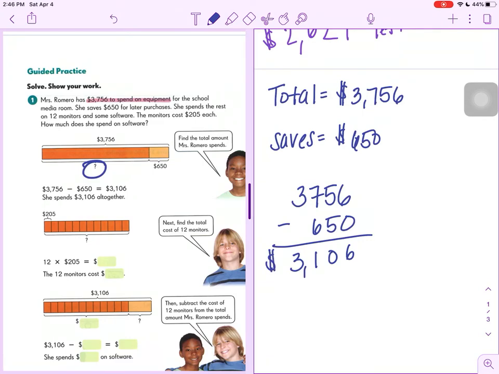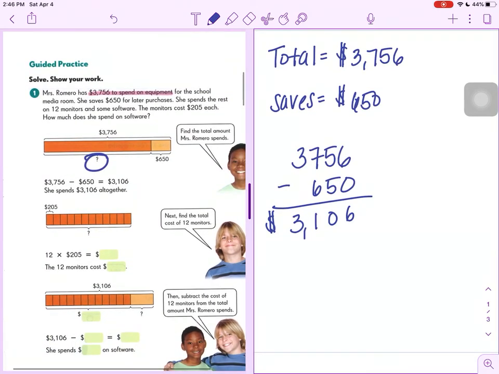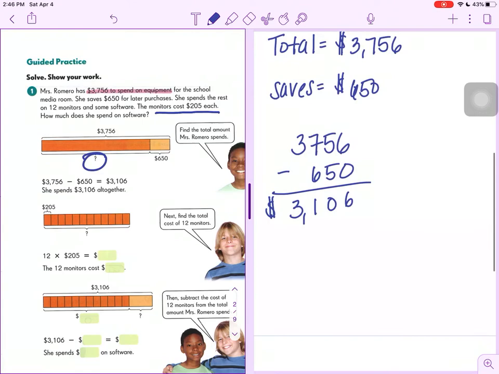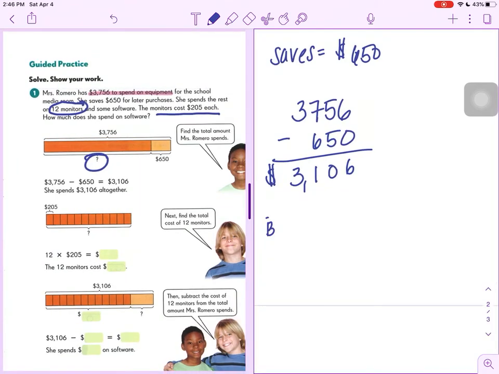And I now know she has $3,106 altogether for those monitors. The next thing I have to figure out with the monitors is how much do the 12 monitors cost? Well, again, right up here, it told me each monitor costs $205. I also know she's buying 12. So then over here, this is my part B. It's going to be 205 times 12.